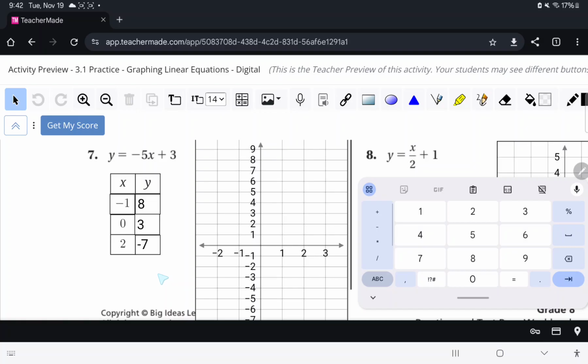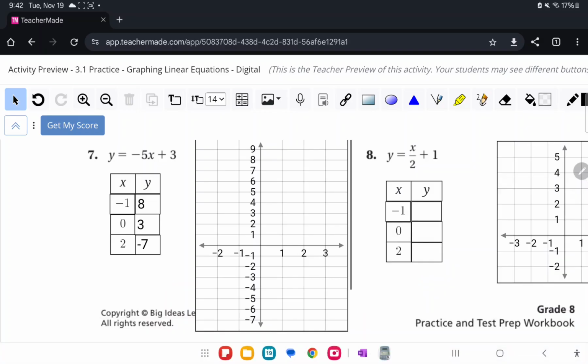All right, so then again, you only need to plot 2 points. So I'm going to go with the first one, and I'll go left 1, up 8. And then my second point is 0, up 3 right there. And then if you want to see it, my third point is right 2, down to -7. There's my third point right there. So you can pick any 2 of the points. It doesn't matter which 2 you use. Any of the points would work.